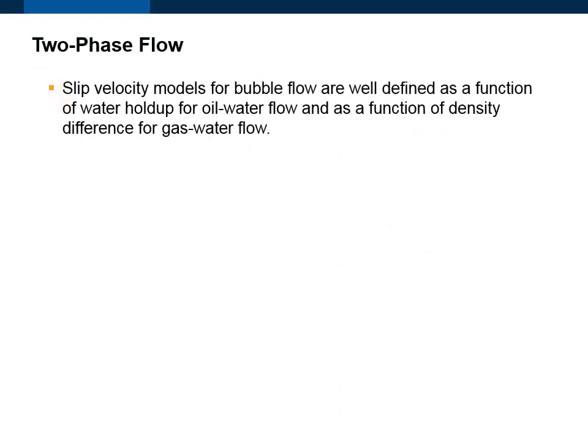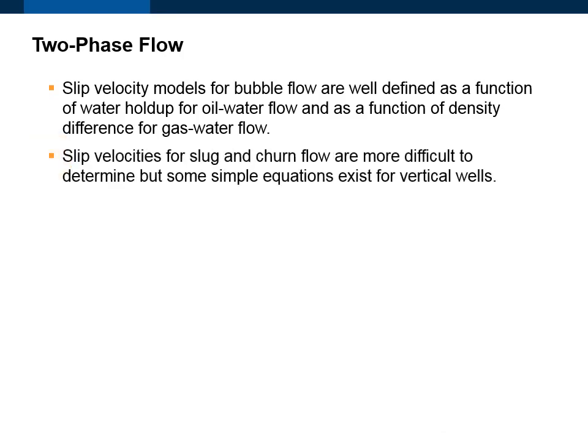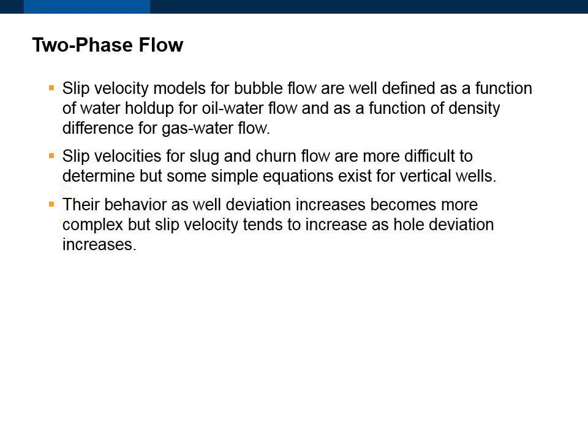Slip velocity models for bubble flow are well defined as a function of water holdup for oil-water flow and as a function of density difference for gas-water flow. Slip velocities for slug and churn flow are more difficult to determine, but some simple equations exist for vertical wells. Their behavior as well deviation increases becomes more complex, but slip velocity tends to increase as hole deviation increases.